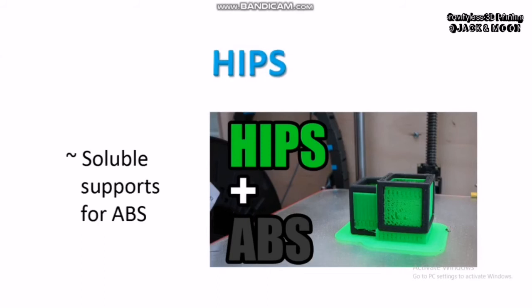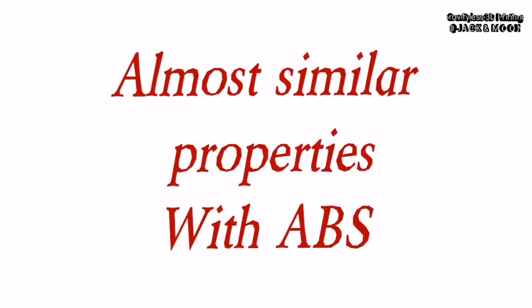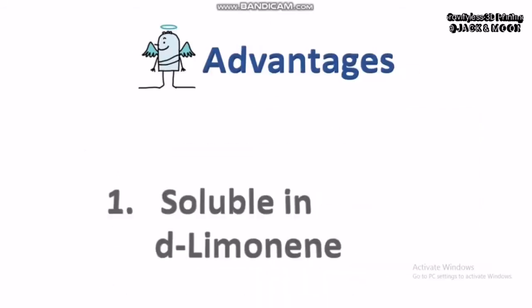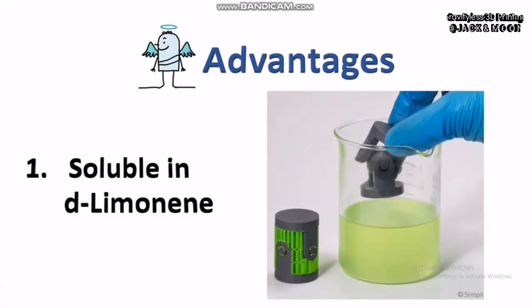Coming up next is the HIPS material, which stands for High Impact Polystyrene. HIPS properties are almost similar to ABS. However, one special property that ABS does not have is the ability to dissolve in D-limonene chemical solution.